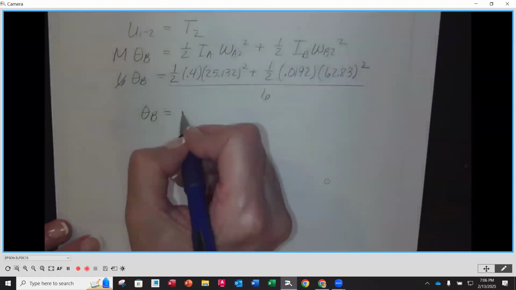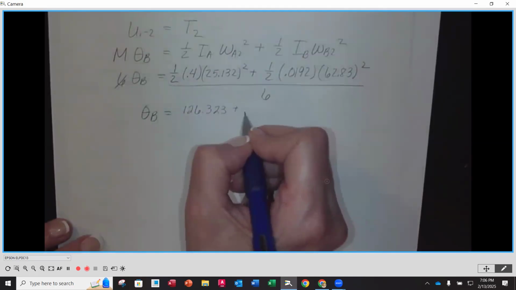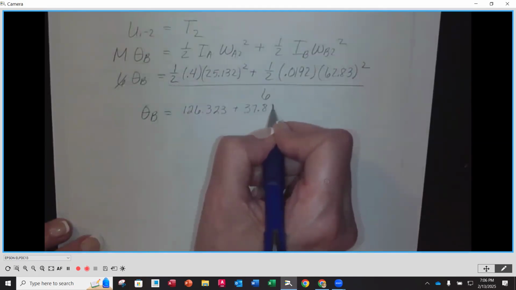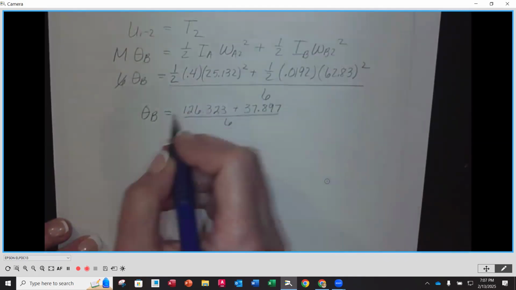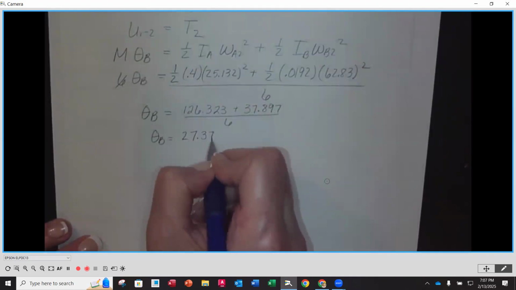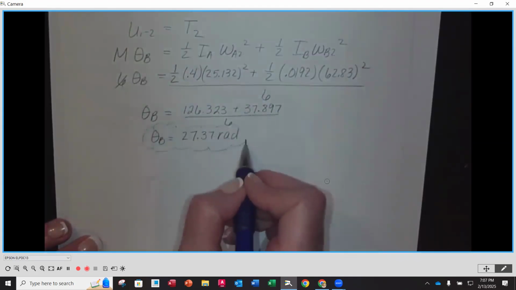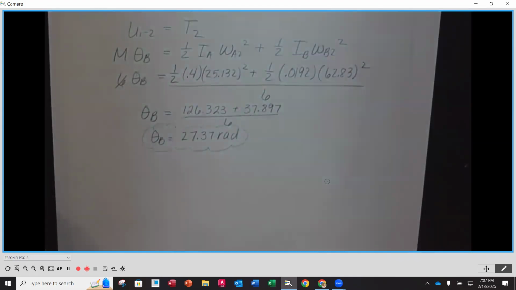I'm going to give you a chance to calculate that. I'll just write the values here. The chance to make sure you can get that number. That's what I got. Awesome.